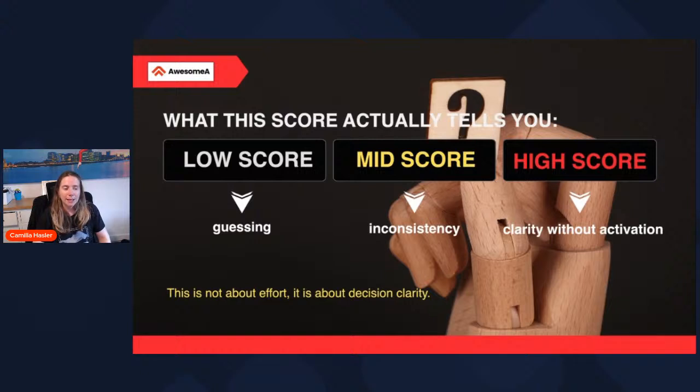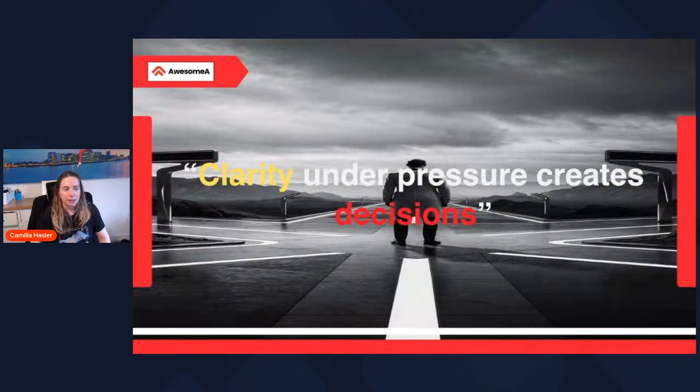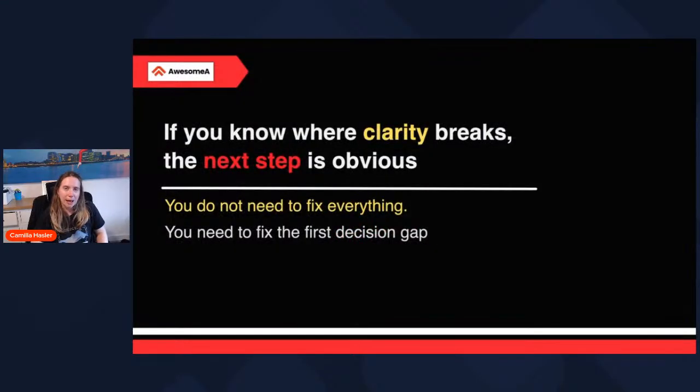Again, the scoring that we're doing today isn't about creating more effort and more challenges for you. It is about creating decision clarity. So if you have clarity under pressure, this helps you to help your buyer. It's you helping them to take that decision and create decision clarity. And why we want to do this as sellers is because if there is a moment today in your pitch where the clarity just breaks, that will be the crucial part that you could change so that the next step becomes obvious. That is what you want.